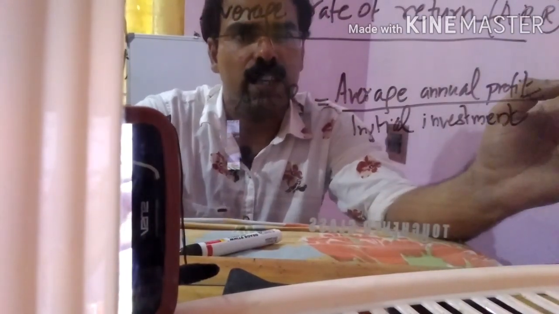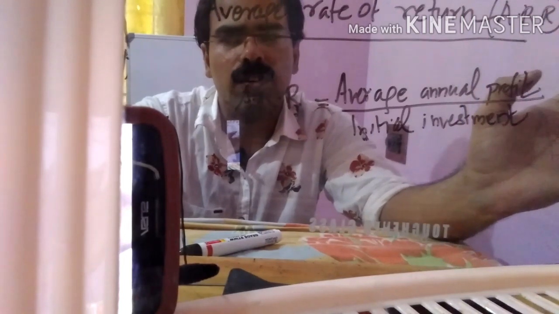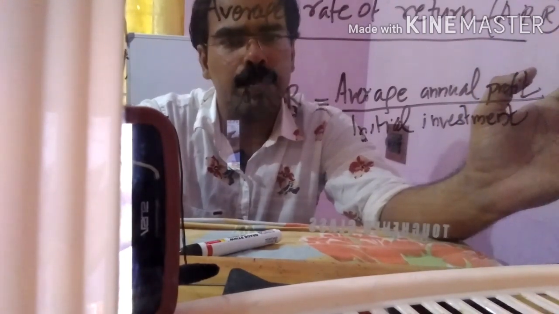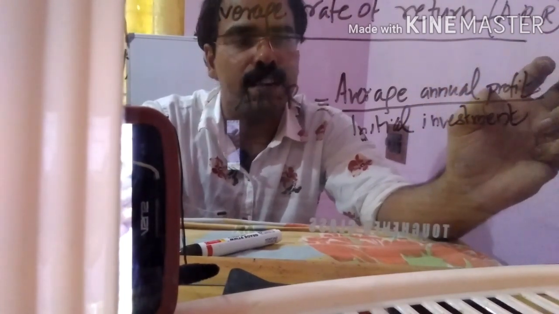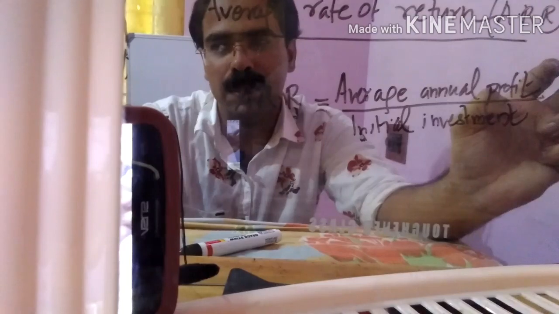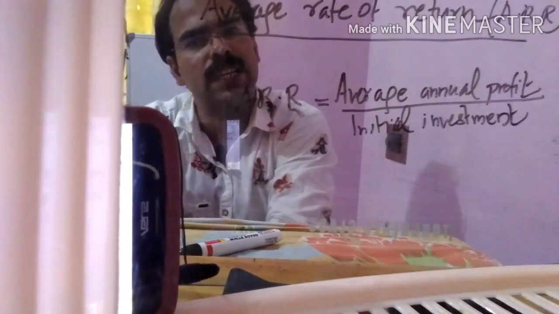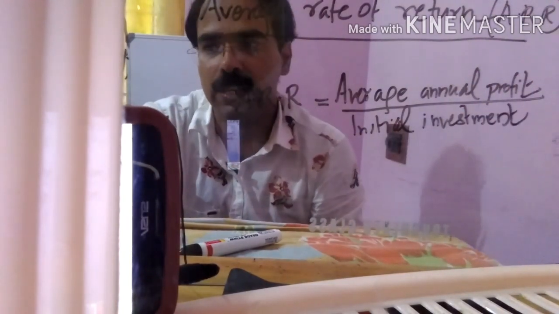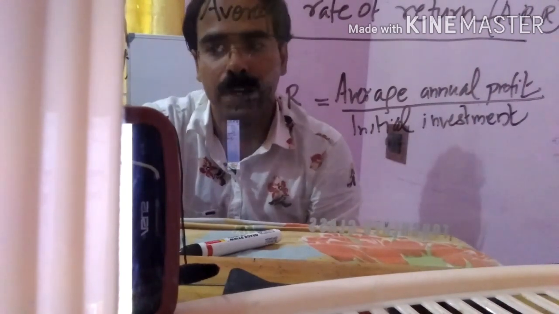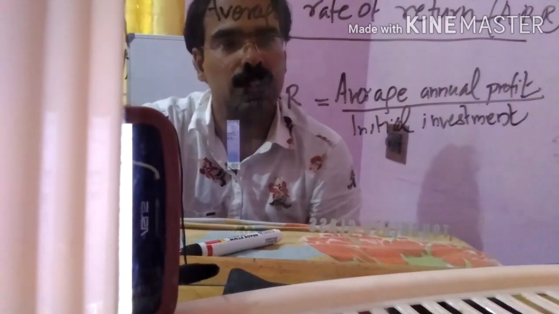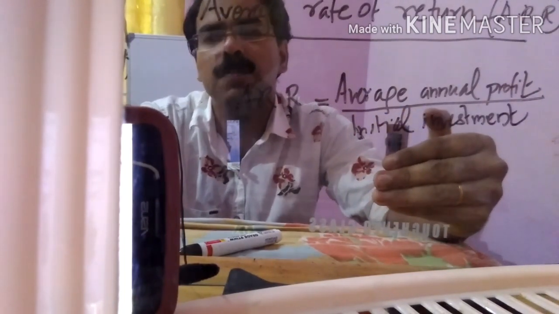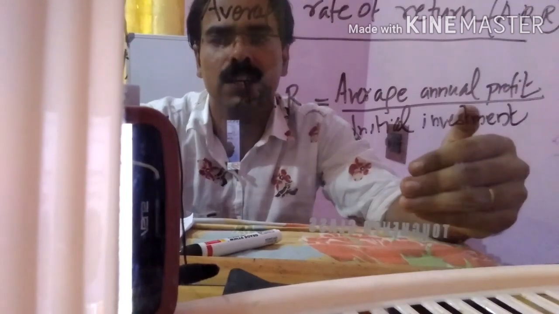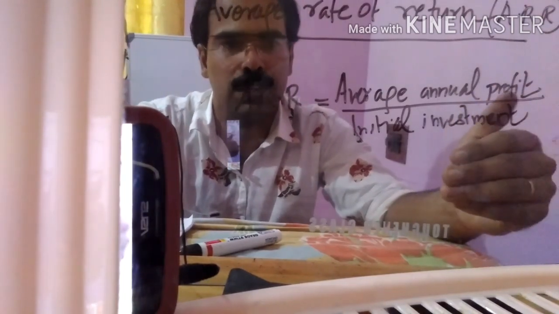So next we can go through the average rate of return. Average rate of return, or ARR, is the ratio between average annual profit and initial investment. That means the percentage rate of return expected on an investment or asset as compared to the initial investment cost. So with respect to the initial investment cost, what will be the percentage rate of return expected on an investment?